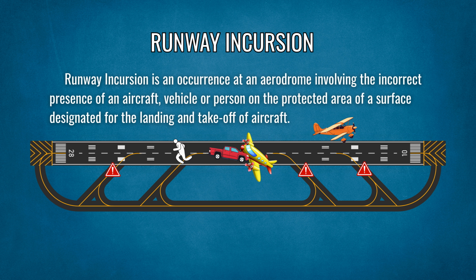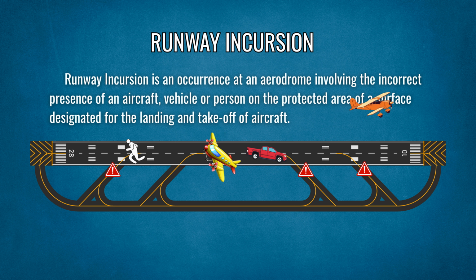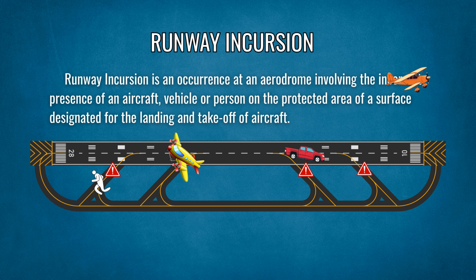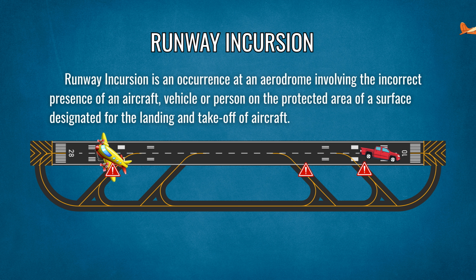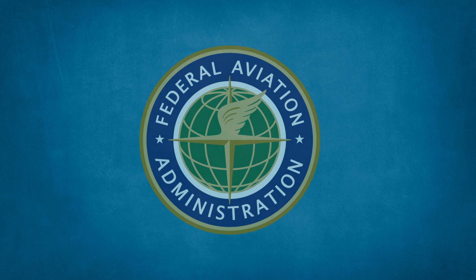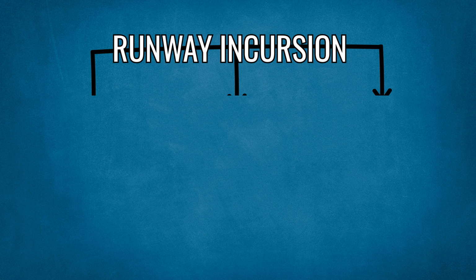The incorrect presence may be a consequence of a failure of a pilot or vehicle driver to comply with a valid ATC clearance, or their compliance with an inappropriate ATC clearance. In this definition, the surface designated for the landing and takeoff of aircraft refers to the movement area, that part of a towered airport under control by air traffic control, including runways and taxiways. The FAA categorizes a runway incursion using two measures: type and severity.